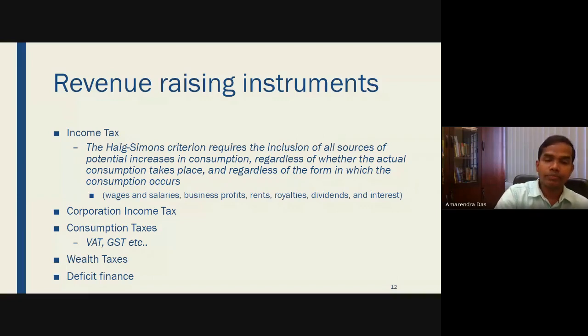Consumption tax. Now we are discussing value added tax and GST, but before value added tax or GST, we had different other forms of tax. Like we started with unit tax, then we moved towards the ad valorem tax, then we moved towards MODVAT, then we moved towards value added tax, then GST.